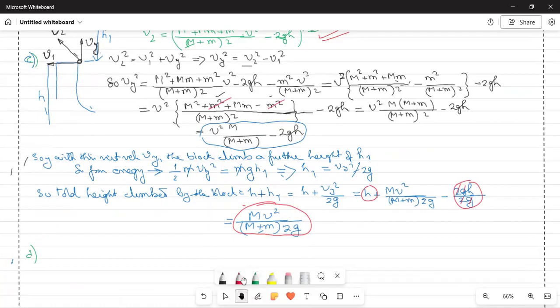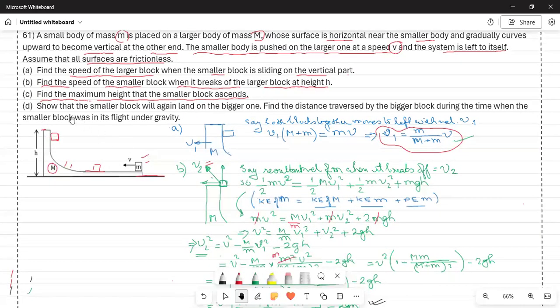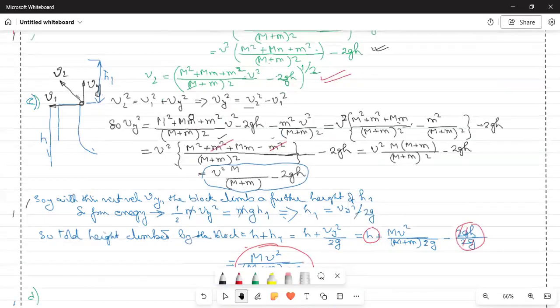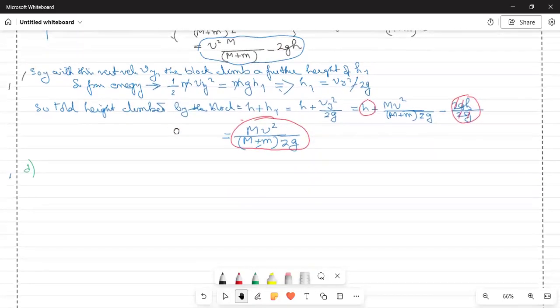Part D of the question says, show that the smaller block again will land on the bigger block and find the distance traversed by the bigger block during the time when the smaller block was in flight under gravity. The first point is to show that the smaller block will again land on the bigger block. Answering the first question is rather easy if you think of it a little bit.